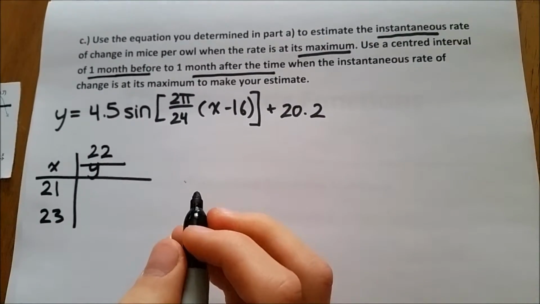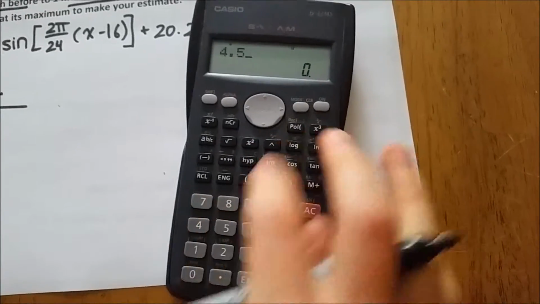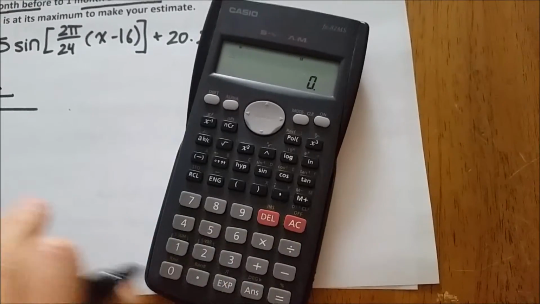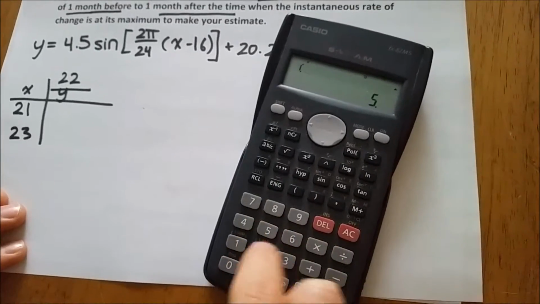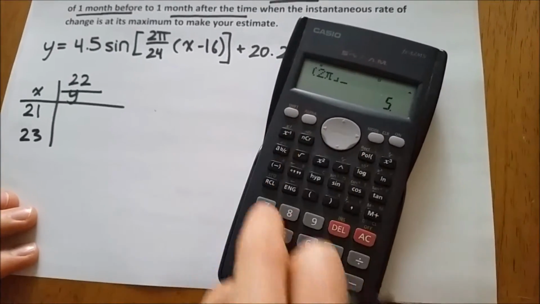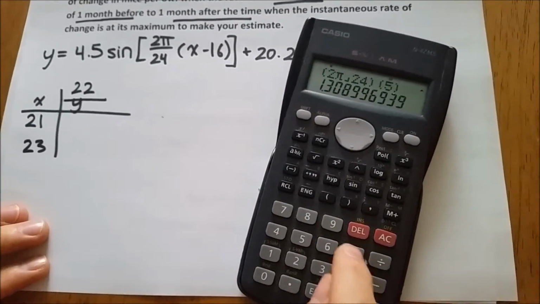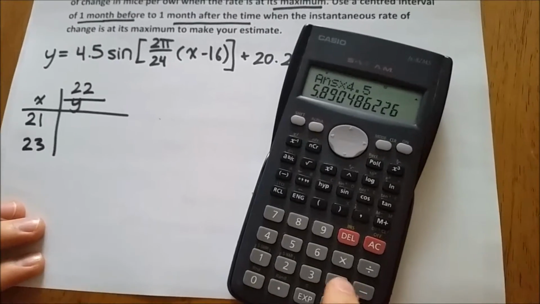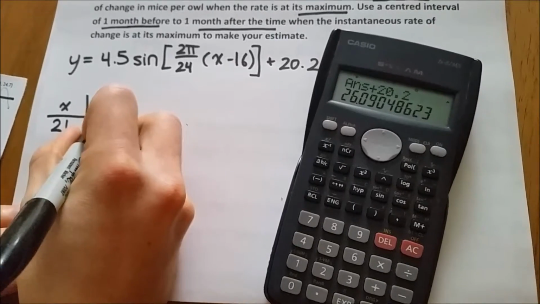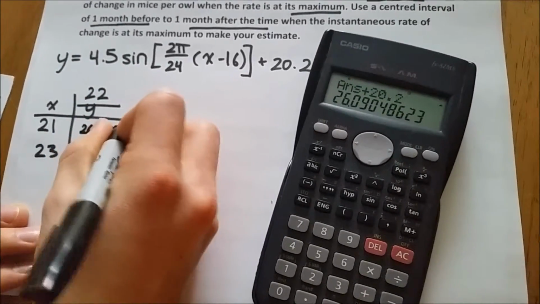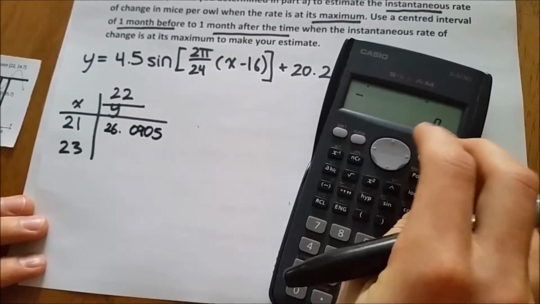So if we do that using our calculator, let's start with 21 minus 16. We get 5, so we plug in 2 pi divided by 24 times 5, times 4.5, plus 20.2. And then we get 26.0905. We always round to 4 decimal places, so we can be as accurate as possible.